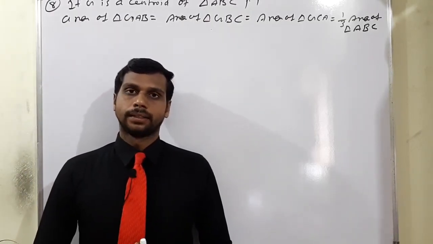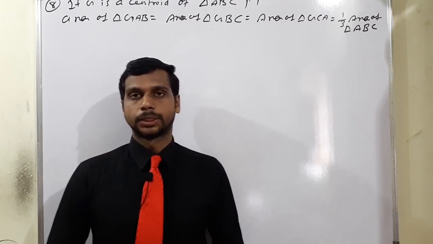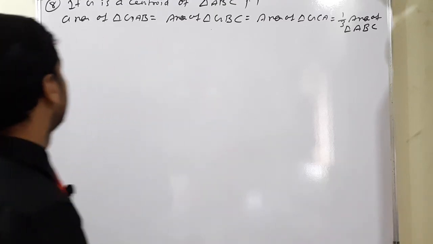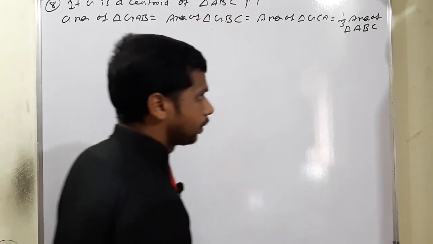Welcome to Max class. In this session, we are going to continue exercise 6.1, moving to question number 8. What is the question? If G is a centroid of triangle ABC. So what is the meaning of centroid?